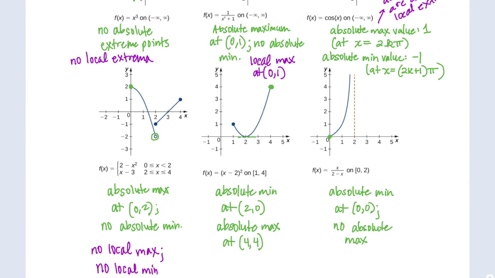So in the fifth example here, we can see that there would be a local min at 2, 0, but no local max. Because there's no high point that has points defined on either side of it. And then in the last one, we would say there's no local extreme point, neither a max nor a min. There's neither one.